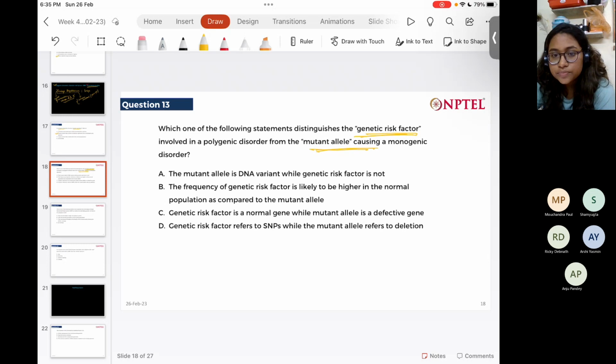So you are saying exactly the opposite of what we were discussing in one of the previous questions about what is mutation and what is polymorphism. The genetic risk factor actually refers to the polymorphism, which is normally present in the population.